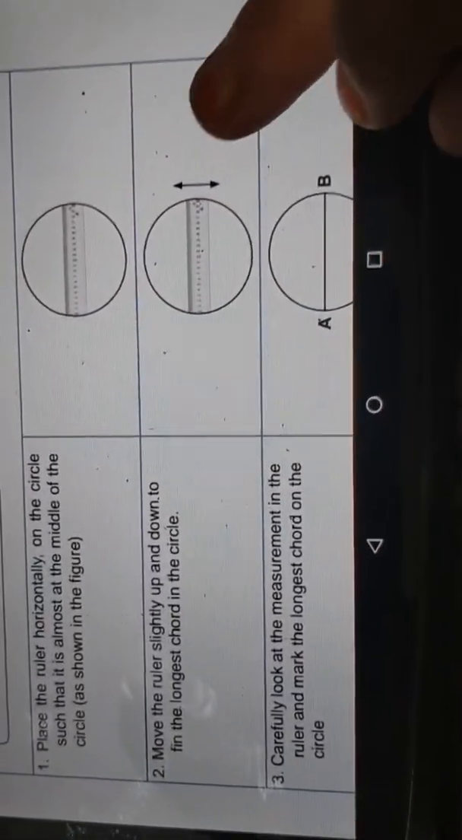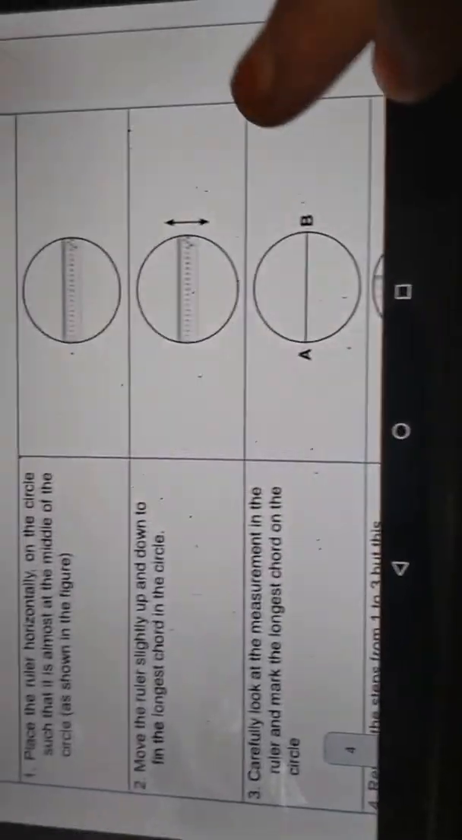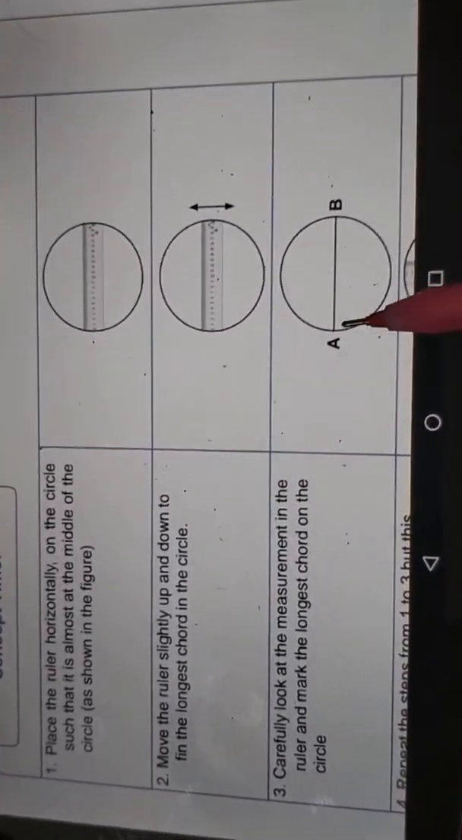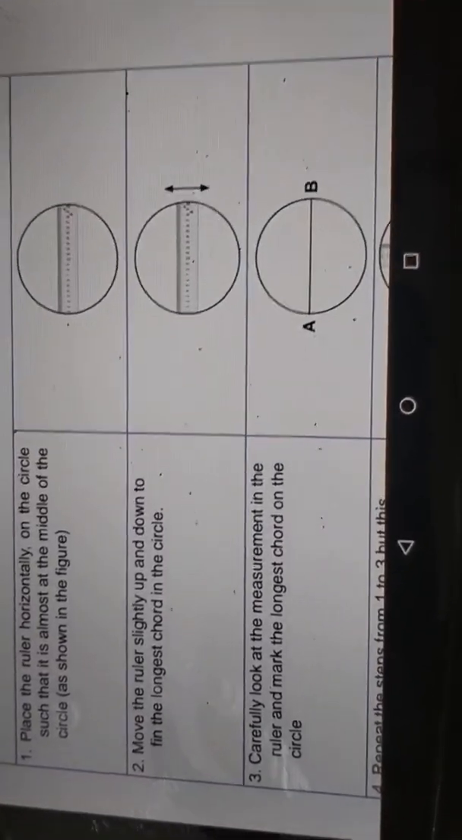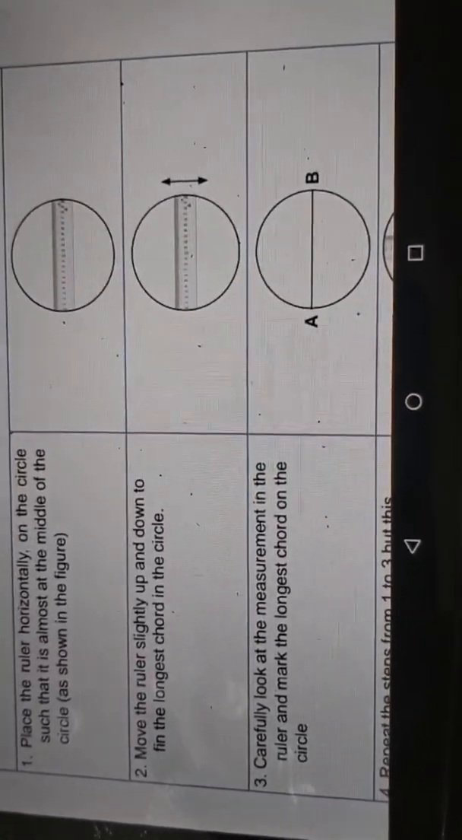So this one is done, students. Look at this, these three things. Okay, first of all we have to draw here AB on a circle. I'll give you 1 minute. You have to write this in your maths notebook.